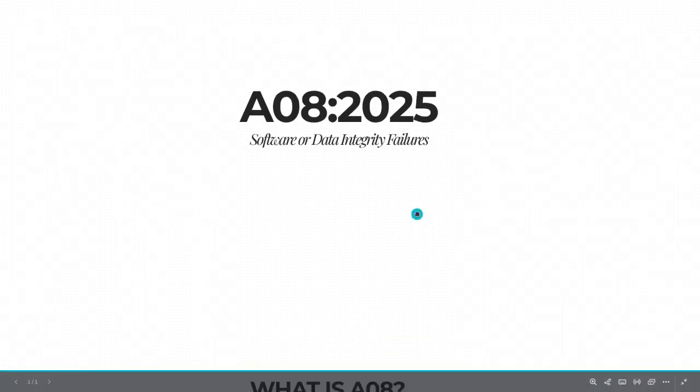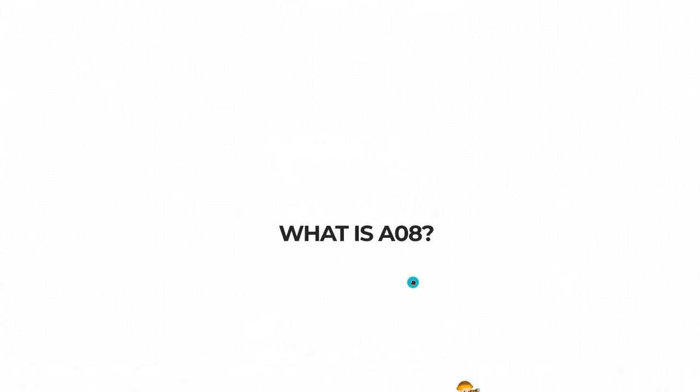So that's what we're talking about today: A08, software and data integrity failure. If you are doing code review or security assessment, this is something you need to know how to spot, and honestly, it's pretty easy once you understand where to look first.